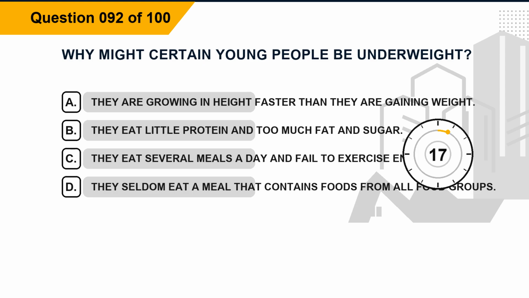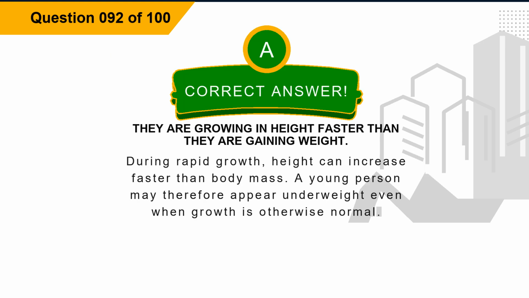Question 92. Why might certain young people be underweight? Option A. They are growing in height faster than they are gaining weight. Option B. They eat little protein and too much fat and sugar. Option C. They eat several meals a day and fail to exercise enough. Option D. They seldom eat a meal that contains foods from all food groups. The correct answer is option A. They are growing in height faster than they are gaining weight.